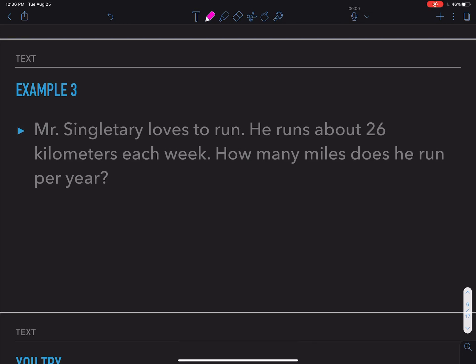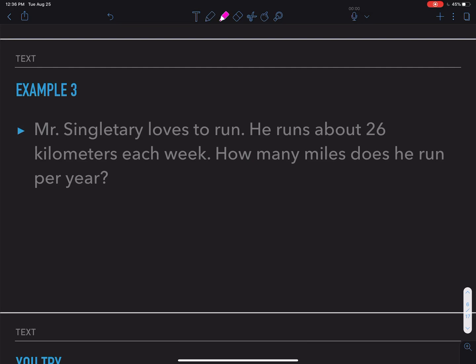I don't do that anymore, but I do still run about 26 kilometers per week. So if I run about 26 kilometers per week, how many miles do I run per year? Okay, so let's set up our fraction to get started.